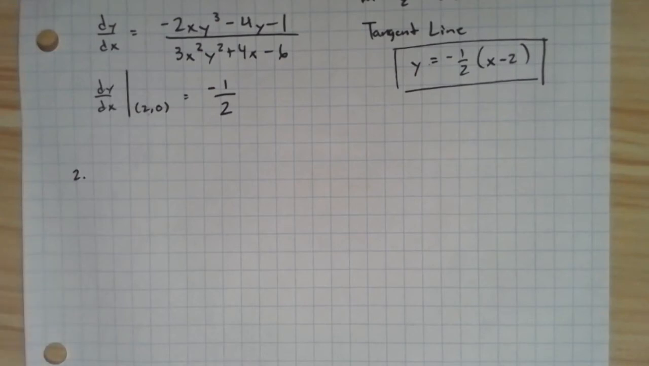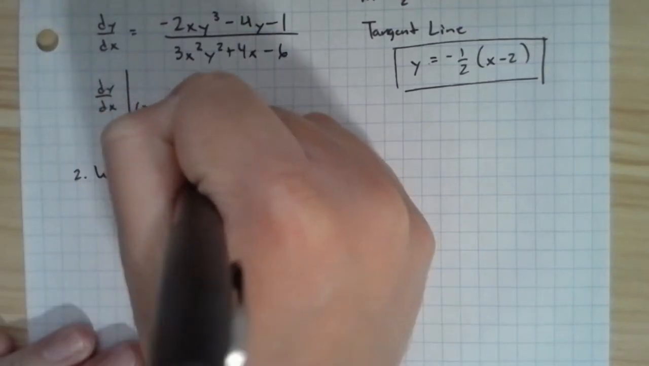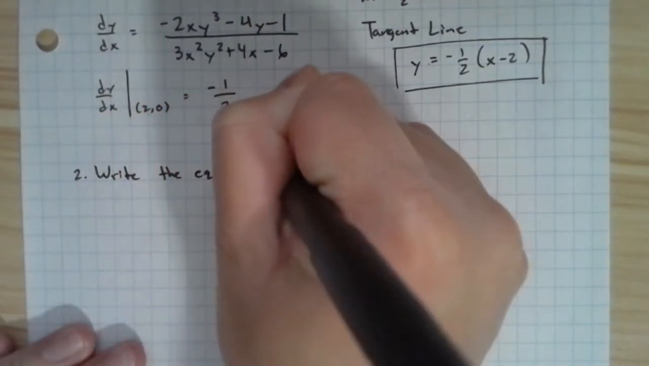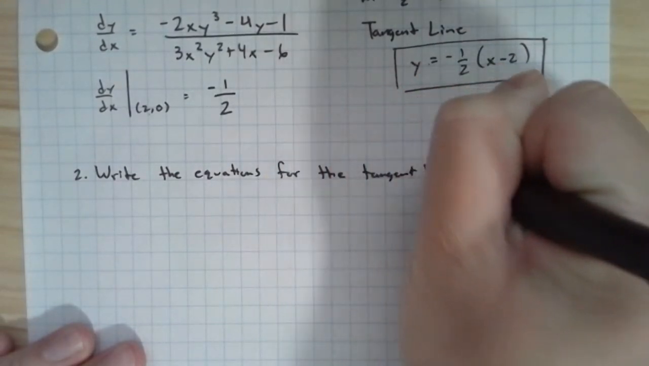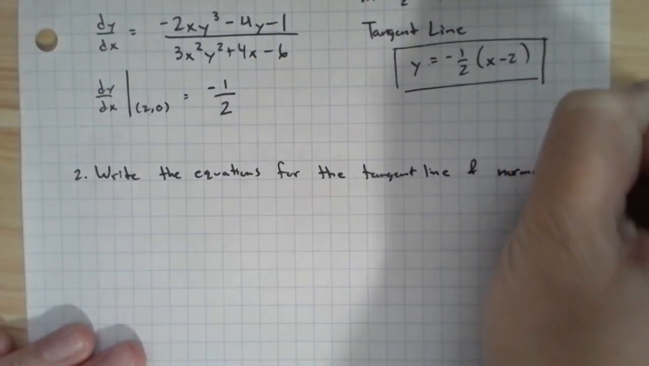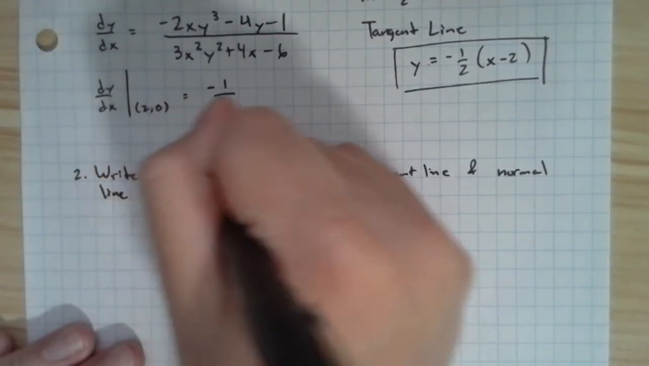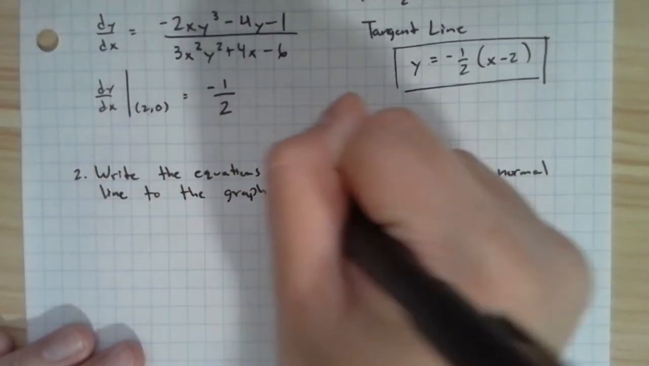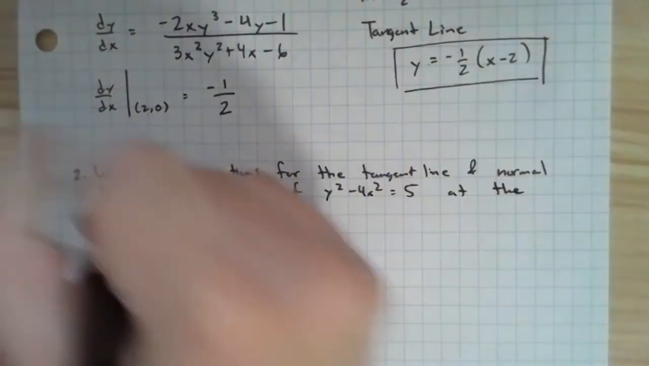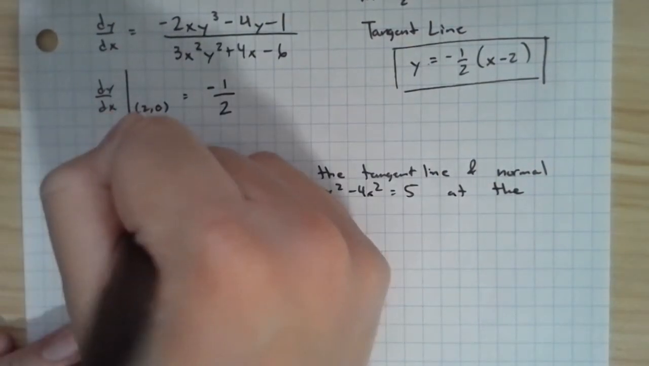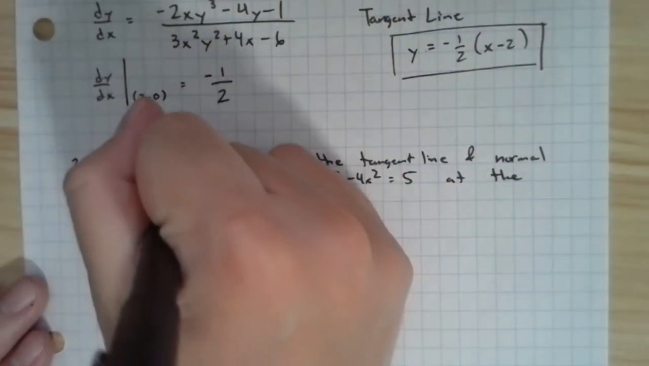Question 2 in free response says, write the equations for the tangent line and normal line. It's been a while since we did something with the normal line. To the graph of y² minus 4x² equals 5 at the point (-1, 3). That's negative 1 comma 3.